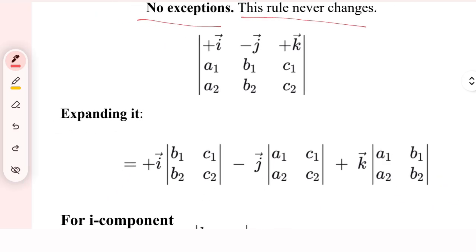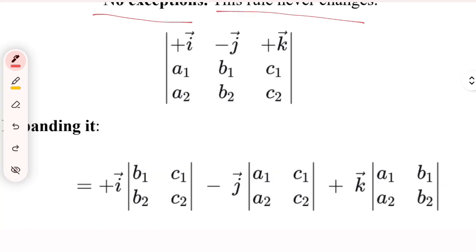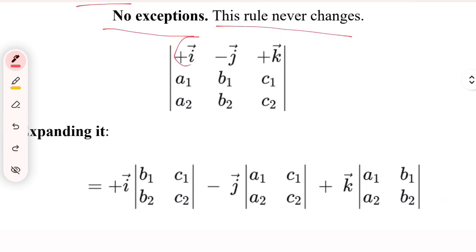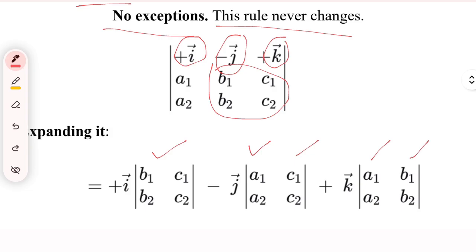Now we will expand it. For I, remember for I, so when we have I, we will eliminate all A's, so we will only have these two. So that is why it is like something like that. When we analyze J, we will eliminate B, so what is left with is A1, A2, C1, C2. When we analyze K, we will eliminate C, and what is left is A1, A2, and B1, B2.